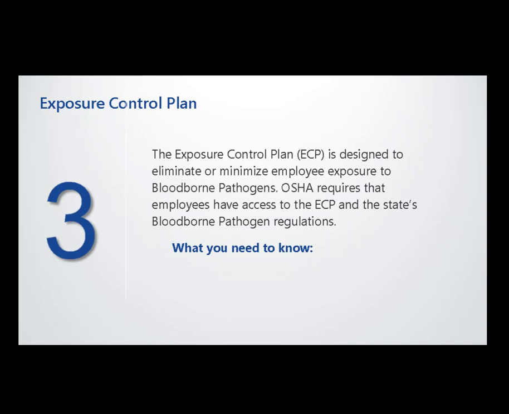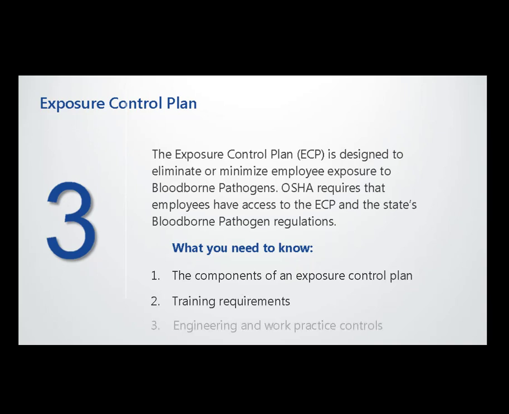The Exposure Control Plan, or ECP, is designed to eliminate or minimize employee exposure to bloodborne pathogens. OSHA requires that employees have access to the ECP and the state's bloodborne pathogen regulations. Here's what you'll need to know: the components of an exposure control plan, training requirements, and engineering and work practice controls.